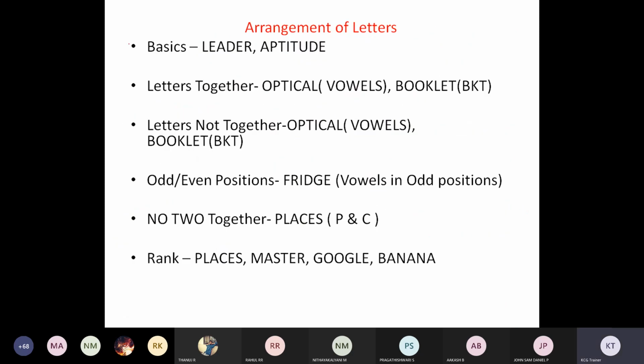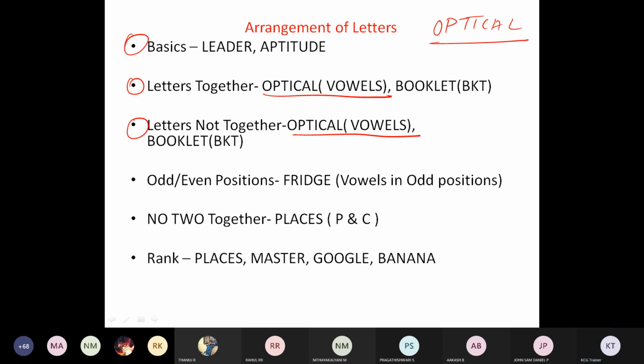See, I've explained to you basics, letters together, letters not together. Now I'm giving a question. Please find the answer. My question is optical. You have to find the basics answer for this, vowels together for this, and vowels not together for this. Do it fast. You have to calculate the basics. Basics means maximum how many words possible by shuffling optical. Then you have to find for optical vowels together. Then you have to find optical vowels not together.